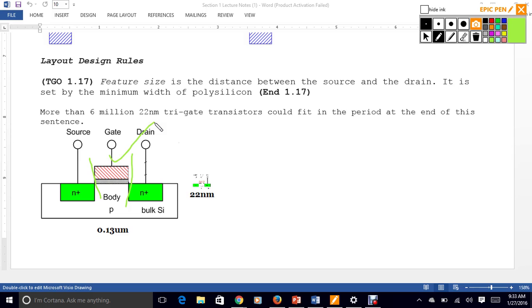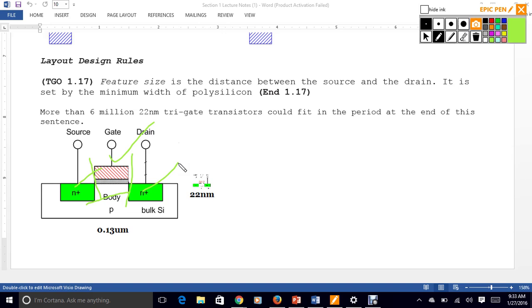So the result is you need to know how long your channel is. The smaller and smaller the channel is, the closer and closer this P plus and N plus are, and then you're going to be worrying about different physical issues. That's why I made the grad video of the 22 nanometer, because you have to get something called a FinFET, which is designed slightly differently from the gate, source, and drain. But at this level, I don't want to complicate things too much for undergrad.